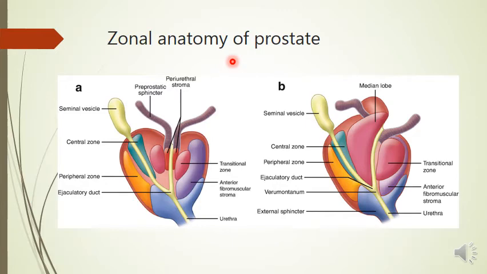Coming to the zonal anatomy of the prostate, the glandular tissue of the prostate is subdivided into 3 distinct zones. This area colored in yellow is called the peripheral zone, and 70% of the glandular tissue of the prostate is in this peripheral zone.